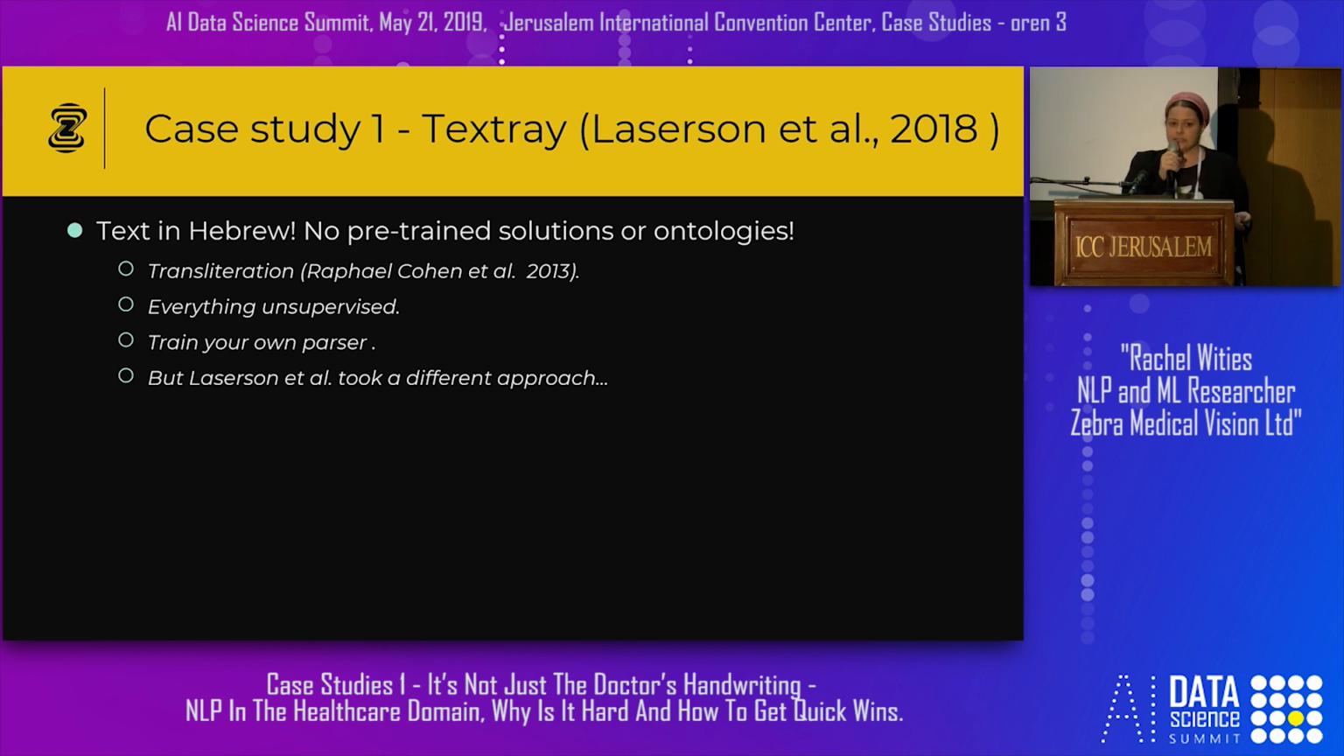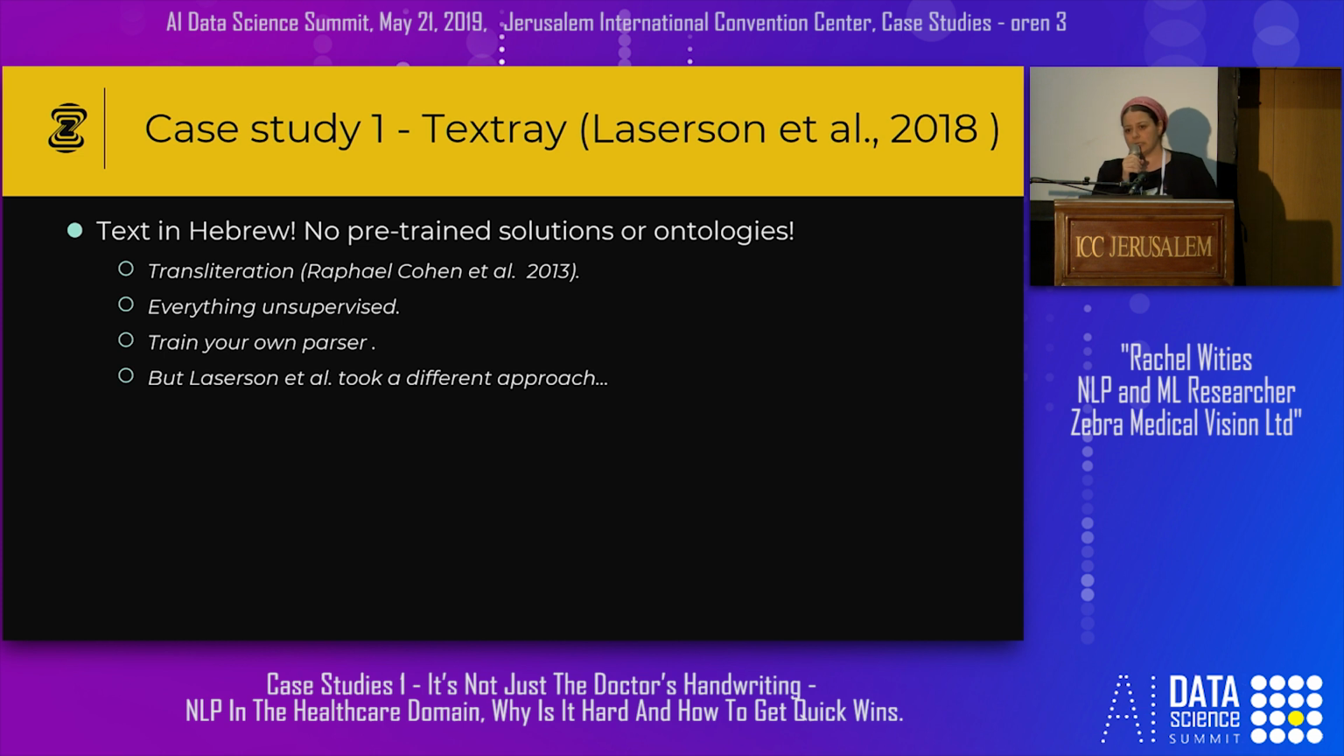Of course, everything unsupervised, if you have enough data, will work on any language you want. And if it comes to this, you can always train your own parser, or you can take an existing parser and do some changes to it so it can adapt to your domain.